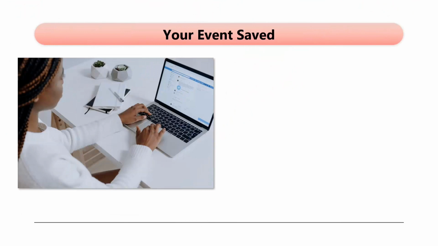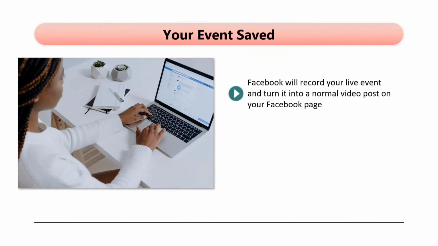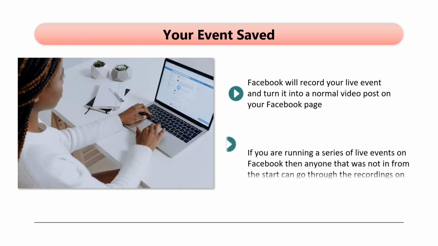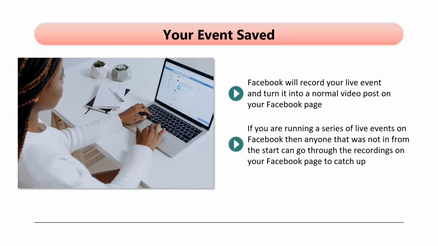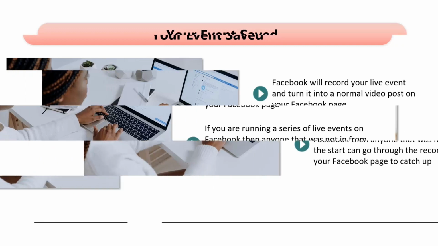Your event saved. Facebook will record your live event and turn it into a normal video post on your Facebook page. This means that you can continue to use it for promotion after your event is over. There are always going to be some people that cannot attend a live event, so you can offer the replay to them so that they don't miss out. If you are running a series of live events on Facebook, then anyone that was not in from the start can go through the recordings on your Facebook page to catch up. You can also boost your recorded video posts to gain more followers and potential viewers of your next live event.